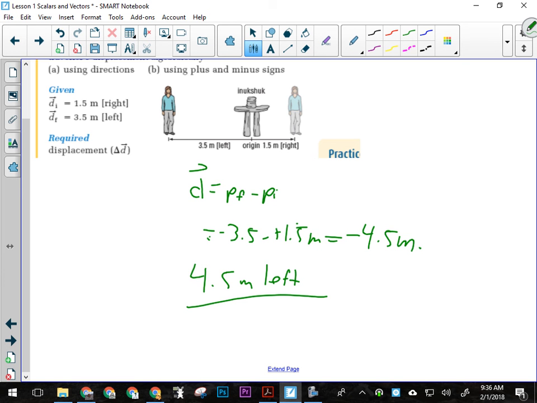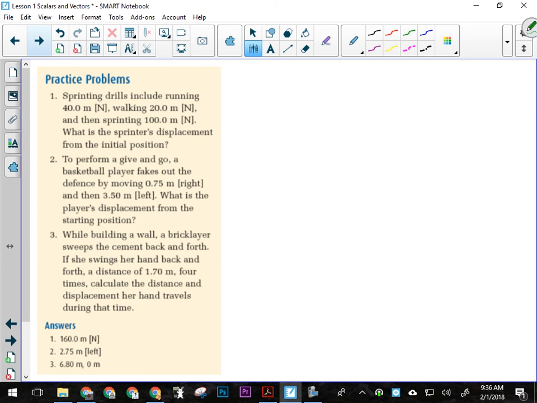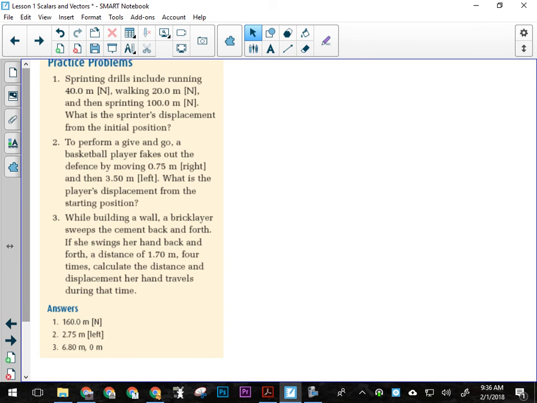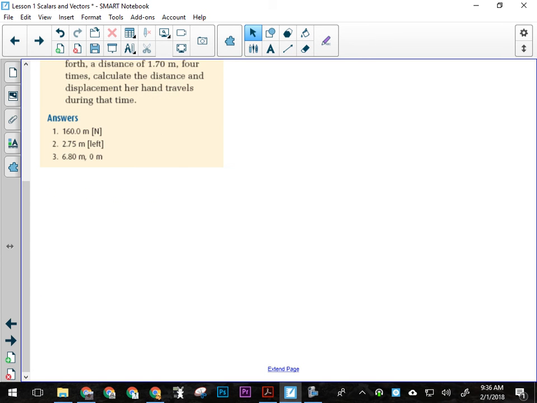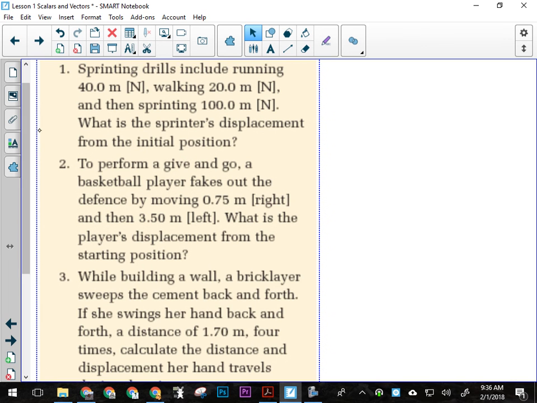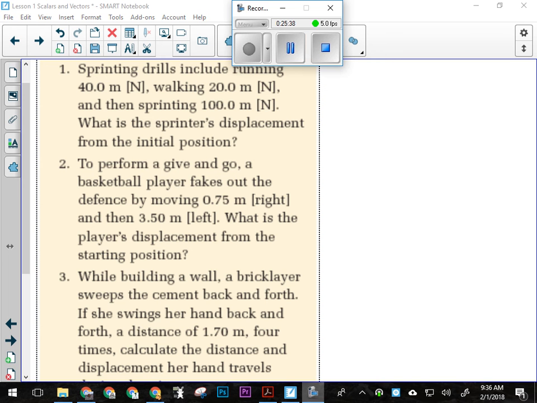All right, questions there? Pretty okay with that one? I want you to try those three. I'll make them a little bigger so you can see them. Just try 1 and 2 for now. See if you can figure them out. I'll give you a couple minutes.